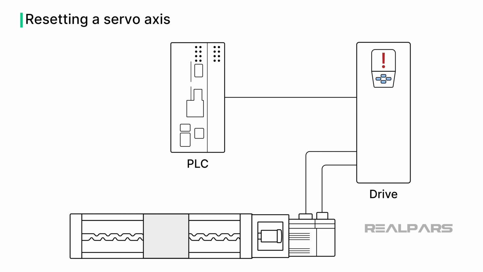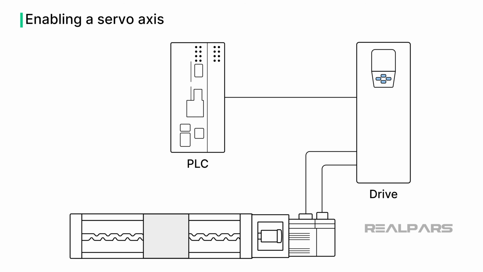Most instructions on a servo axis require the drive to be free of any errors. That is why one of the most essential servo axis commands is the reset command. Resetting a servo axis prepares the drive for normal operation by removing any error states or alarms on the drive, and by clearing any active commands or set points that may interfere with new operations.